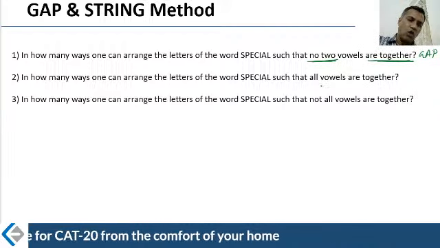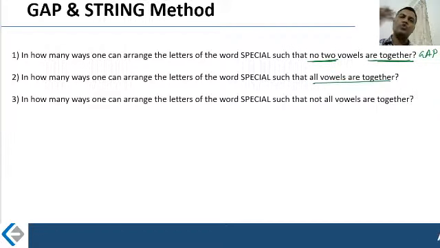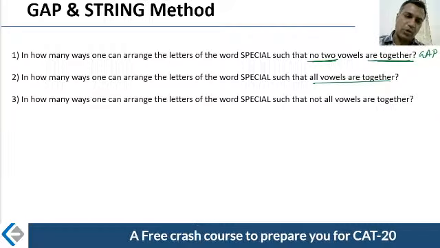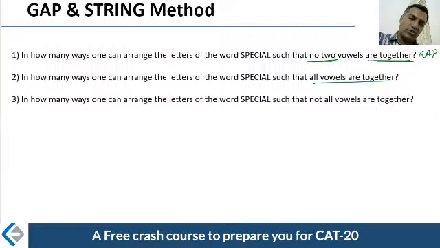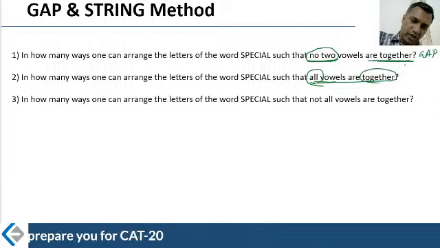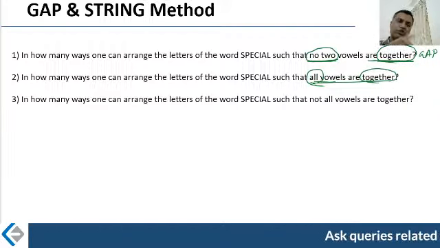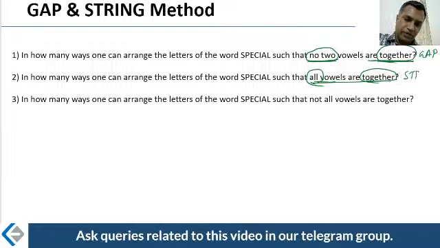Second one: all vowels are together, all of a particular type are together. The word is all. No two together, all together. These are the two very important ones. This is called the string method. A very high school question, 10th standard.